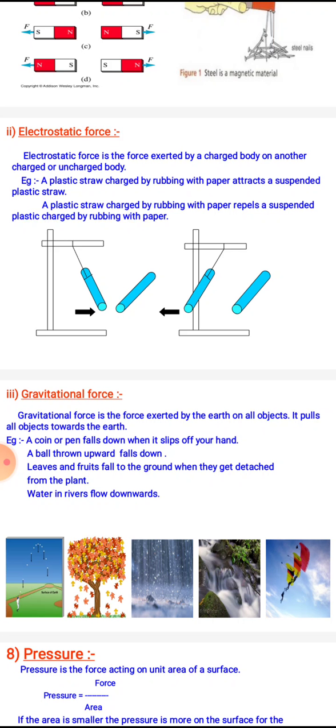When we are standing on the earth, because of the earth's gravity, even the objects that are thrown upwards fall down again due to gravity. These are the examples for gravitational force. Gravitational force is the force exerted by the earth on all objects. It pulls the objects towards it. We call it gravitational force.